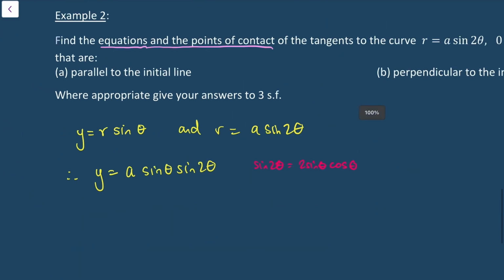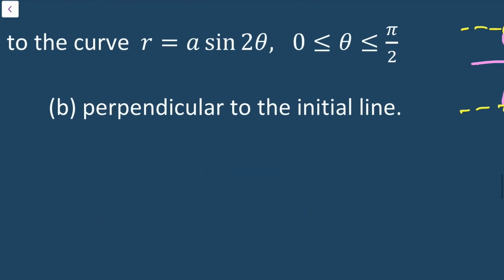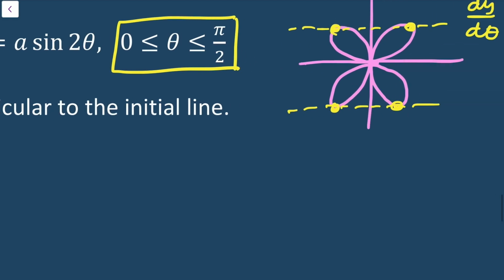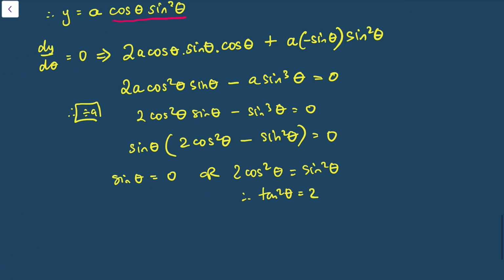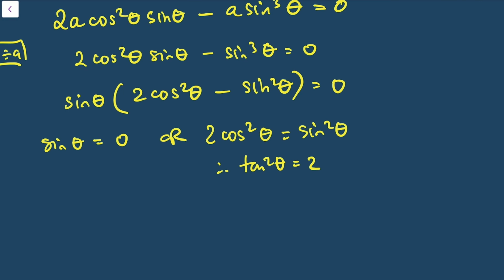I also just want to point out I'm actually only looking for the solutions between 0 and pi by 2, which takes out this answer. So I know that sine theta will be 0 at 0 and at pi, but I can reject that. So the only answer I'm looking for in this particular question is this.